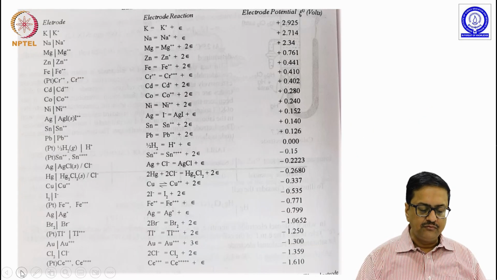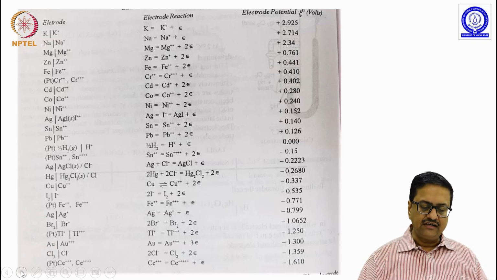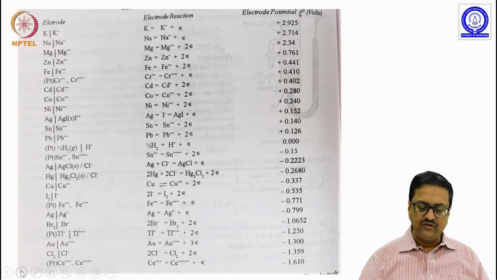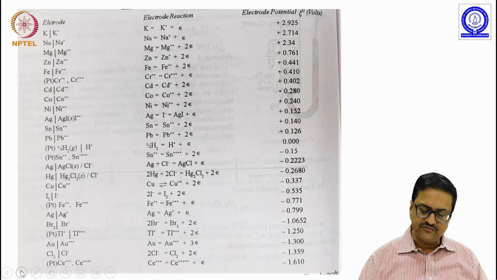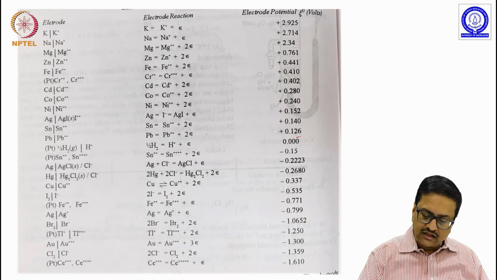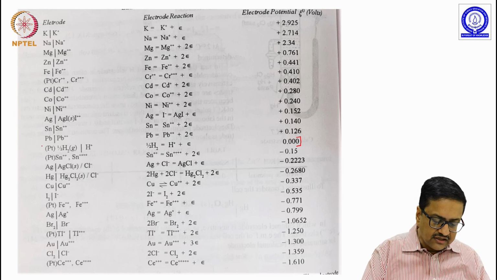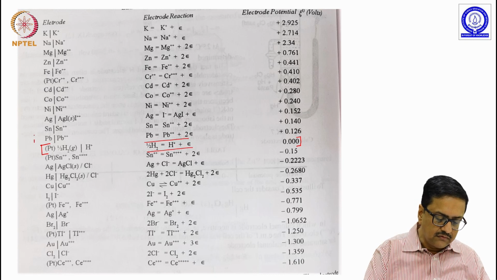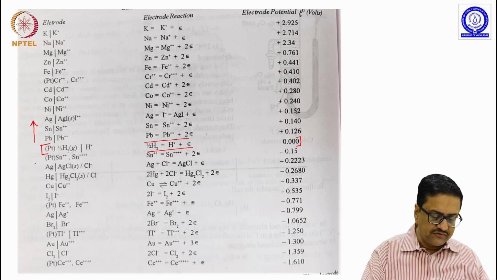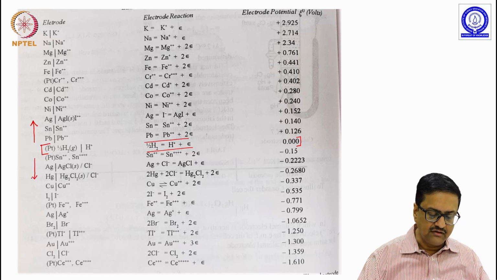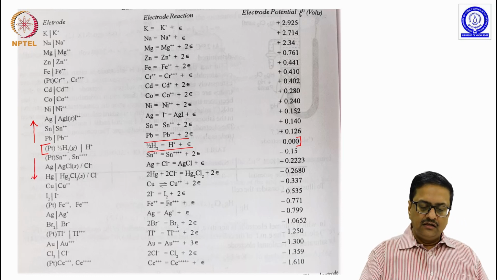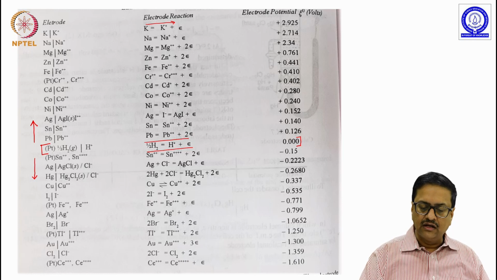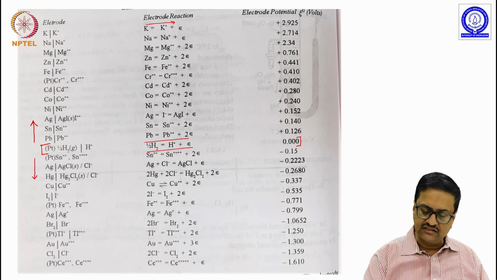So, here what I have brought is a standard electrode reaction and the corresponding standard electrode potential table, which you can find in any standard textbook. What you see here, hydrogen is in the middle of it, there are electrodes up and there are electrodes down below this. See, this is written in the mode of oxidation. So, these are the oxidation potentials.